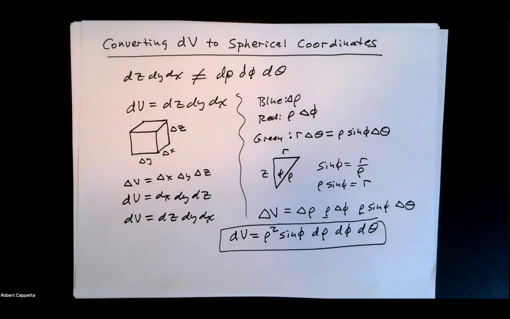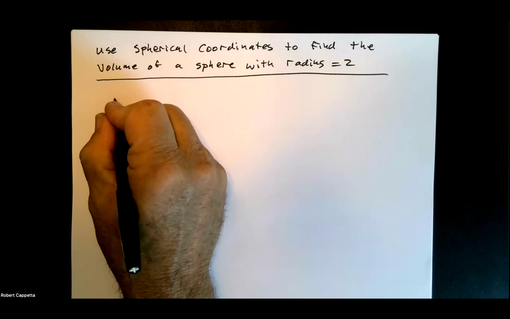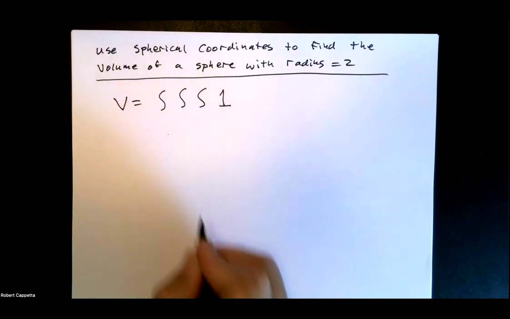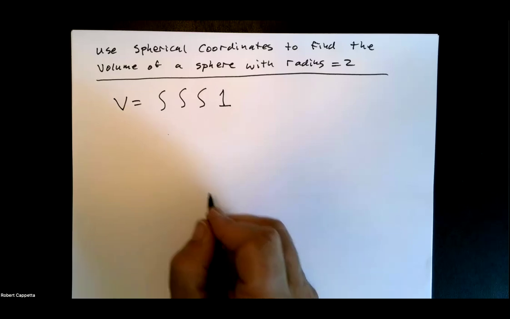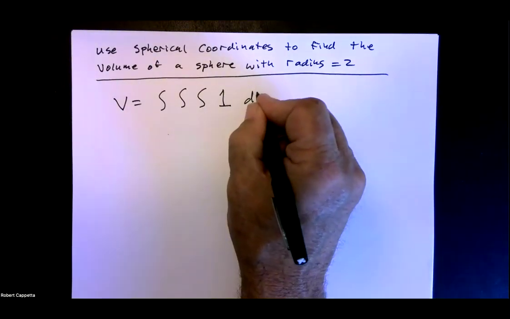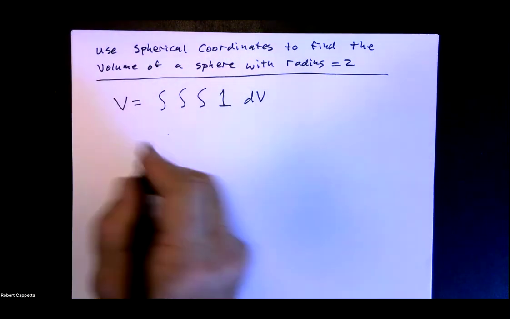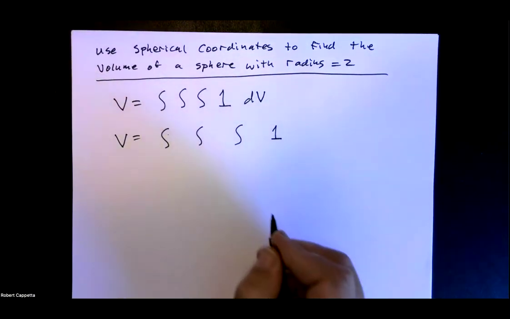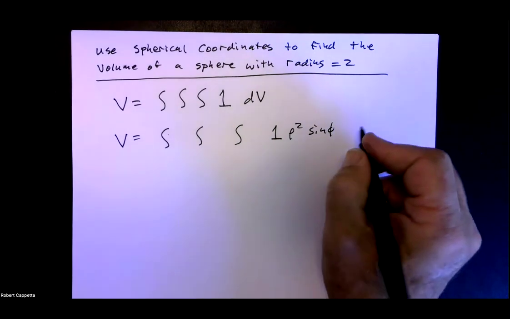So let's use that to find the volume of a sphere. So we want to find the volume of a sphere with radius 2. And we recall from earlier on that volume could be the triple integral of 1. Remember, typically a triple integral gives us a 4-dimensional volume, but it's a triple integral of 1 dz, dy, dx, or dV. We're going to go ahead and rewrite this in terms of spherical coordinates. And what did we say dV was? We're going to say the triple integral of 1 rho squared sine phi d rho, d phi, d theta.